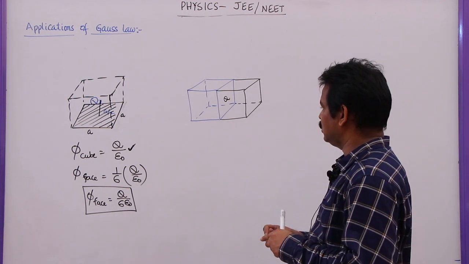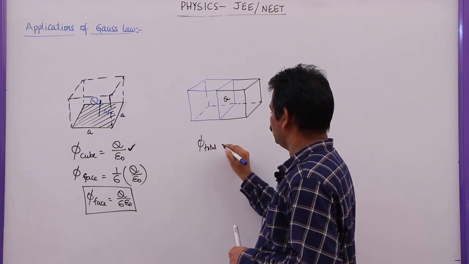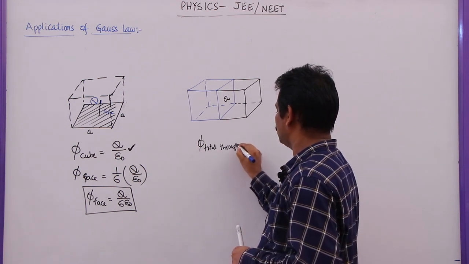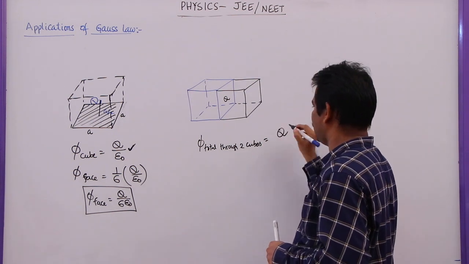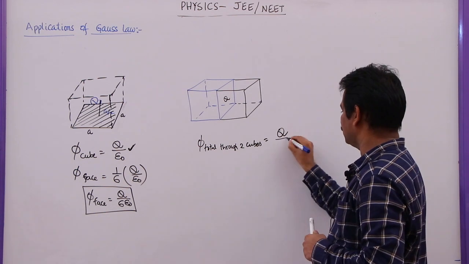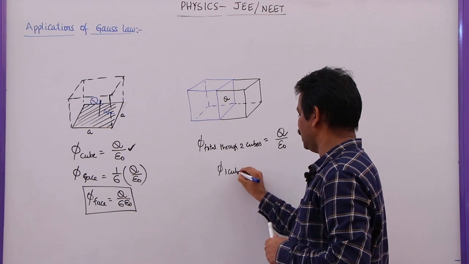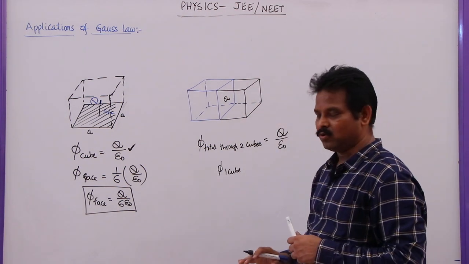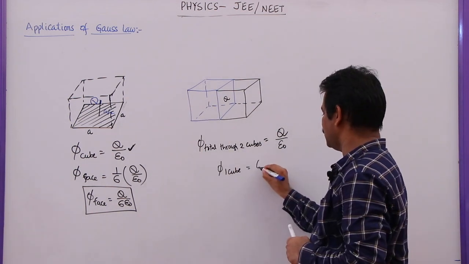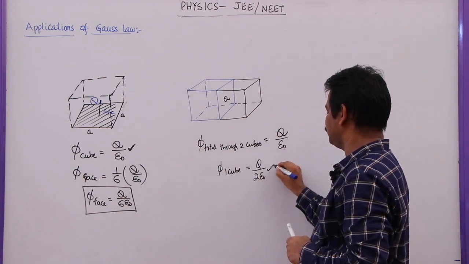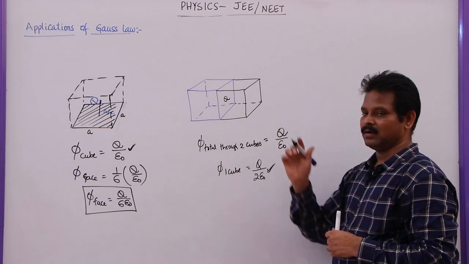Now what is the total flux through these two cubes? Total flux through two cubes is given by total charge enclosed by this combination by epsilon naught. So what is the flux through one cube now? You just remove this black color cube here, then that means half of the flux will pass through this one. So we can write directly q by 2 epsilon naught. This is the flux through that blue color cube or the black color cube here.